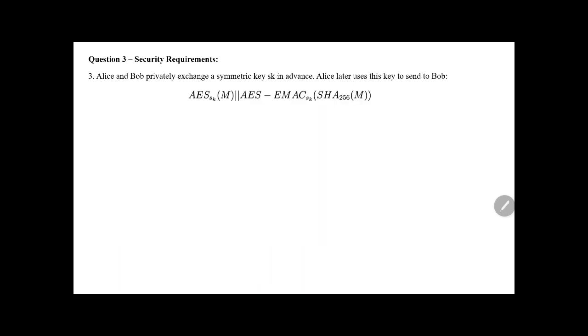Now with the third question here. Alice and Bob privately exchange a symmetric key, SK, in advance. Alice later uses this key to send to Bob the following. She sends the message M encrypted with AES using the symmetric key, concatenated with AES EMAC using the symmetric key of a hash SHA-256 of the message.